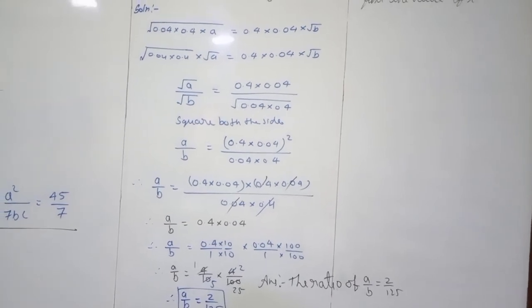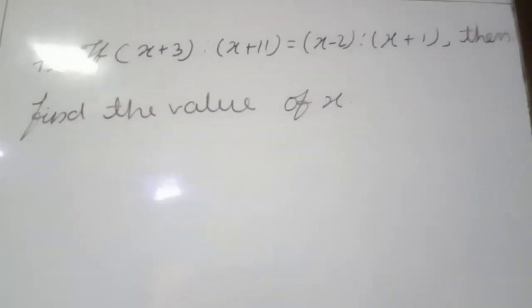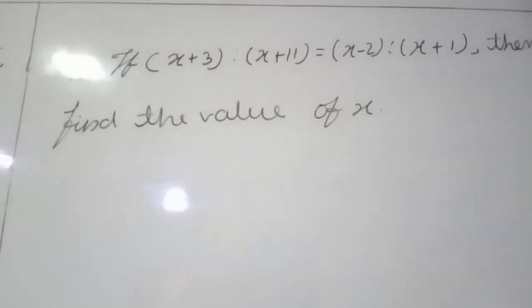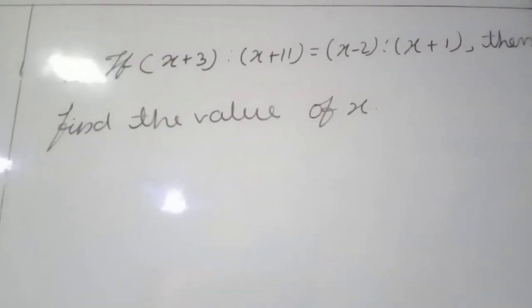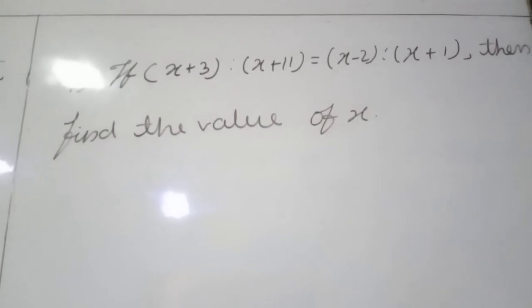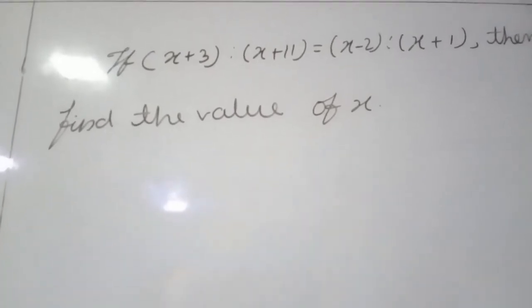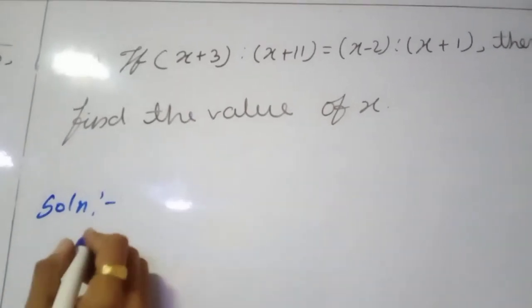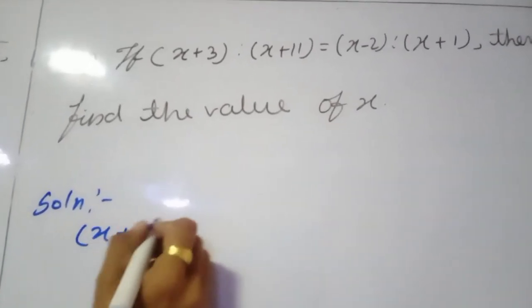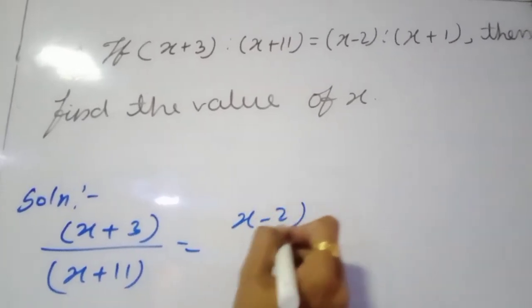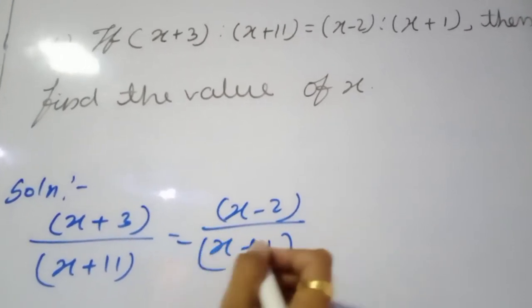Now move to the next sum, the seventh one that is given. Let's see how we are going to solve that sum. If x plus 3 is to x plus 11 is equal to x minus 2 is to x plus 1, then find the value of x. The sum is very easy. Let's start. There is nothing to think, just the given condition is there, x plus 3 upon x plus 11 is equal to x minus 2 upon x plus 1. That is the given condition.